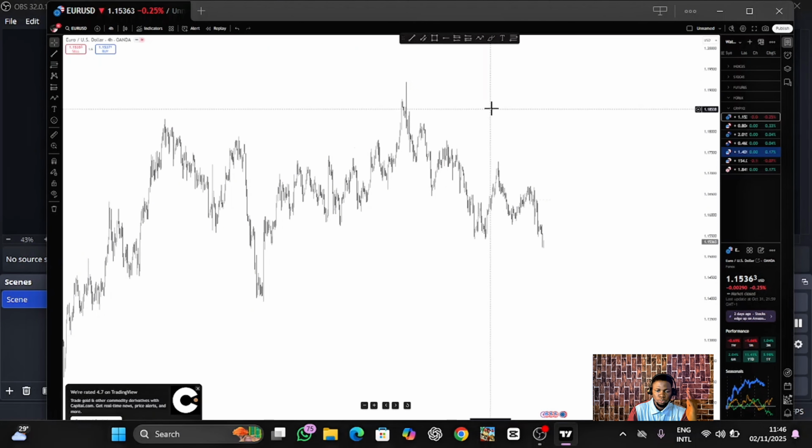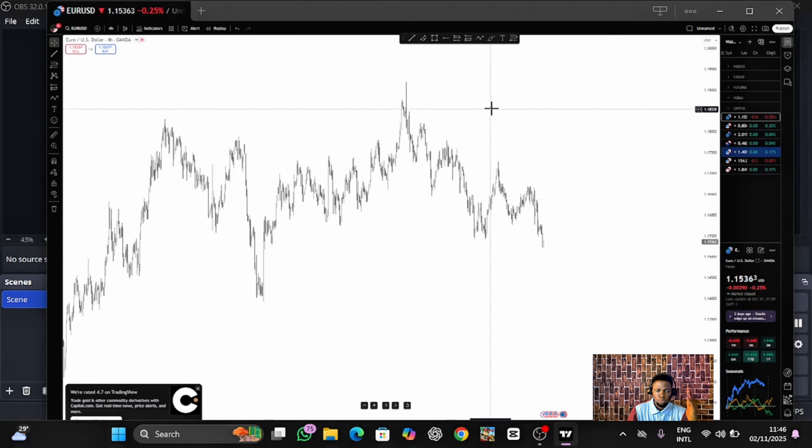So I'm looking at this area now to take this shot on EURUSD, but it's not going to be a swing shot because I'm also looking out for buys on EURUSD. I'll show you guys the buys later, but let me plan it. So this is what I'm looking at.